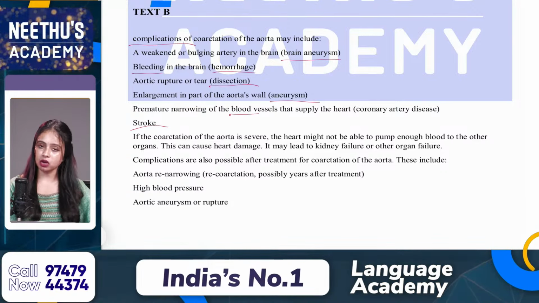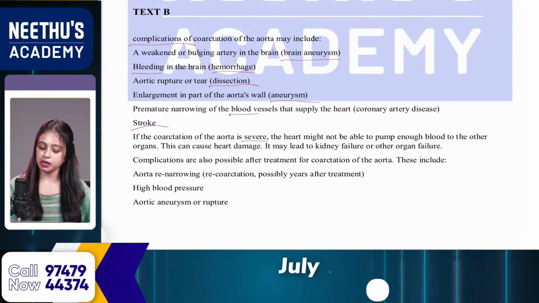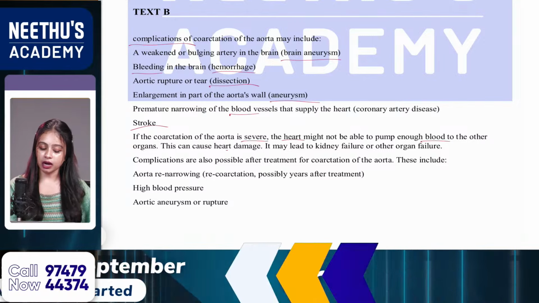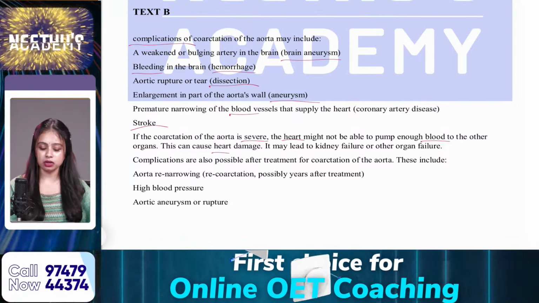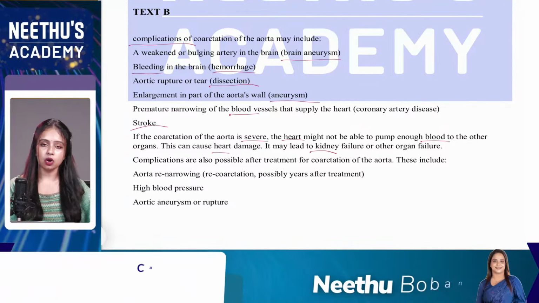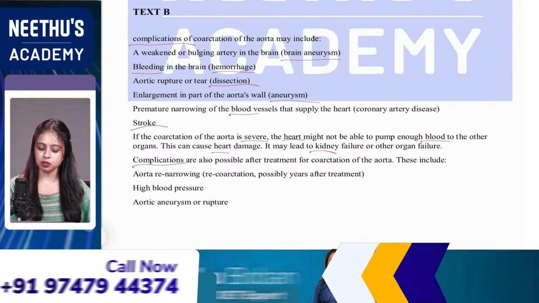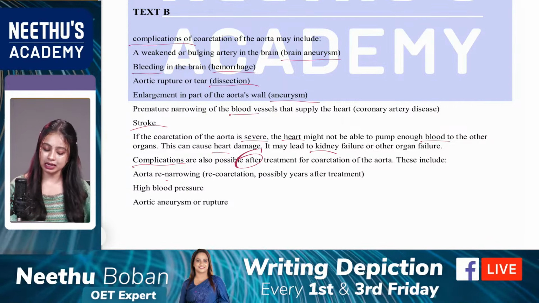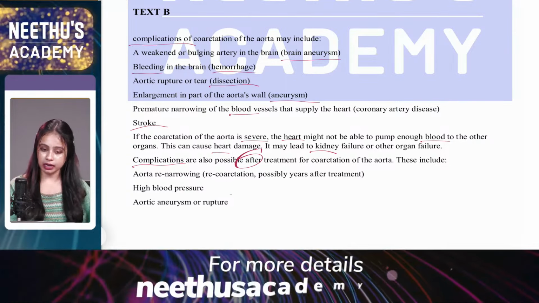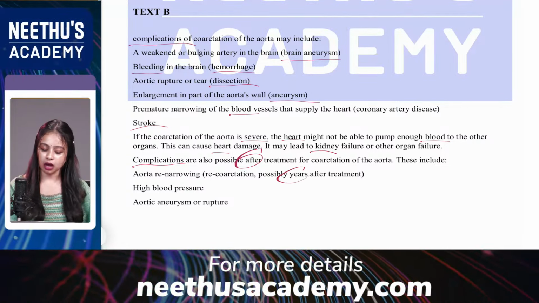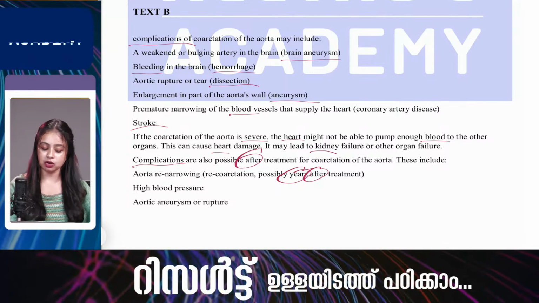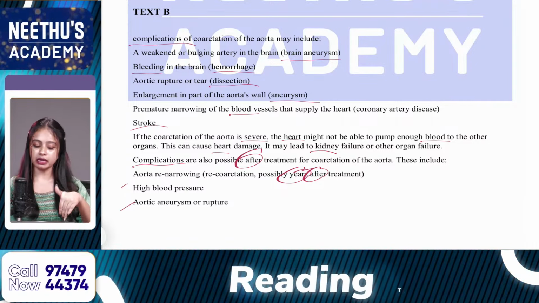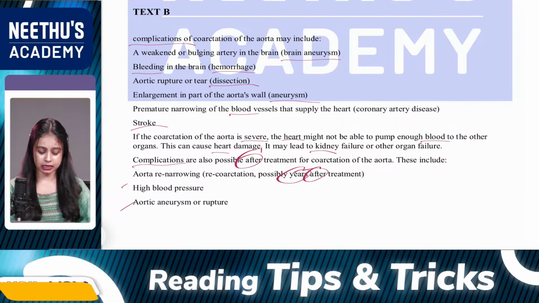If the coarctation of the aorta is severe, the heart might not be able to pump enough blood to other organs. This can cause heart damage. It may lead to kidney failure or other organ failure. Then complications are also possible after treatment for coarctation of the aorta. These include aorta re-narrowing, or re-coarctation, possibly years after treatment, high blood pressure, aortic aneurysm or rupture. So these are the possible complications, my keywords from text B. So what about you?